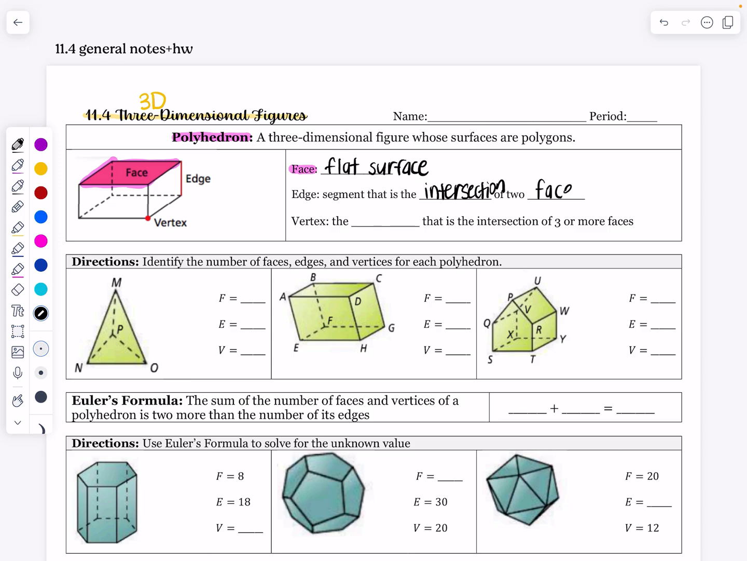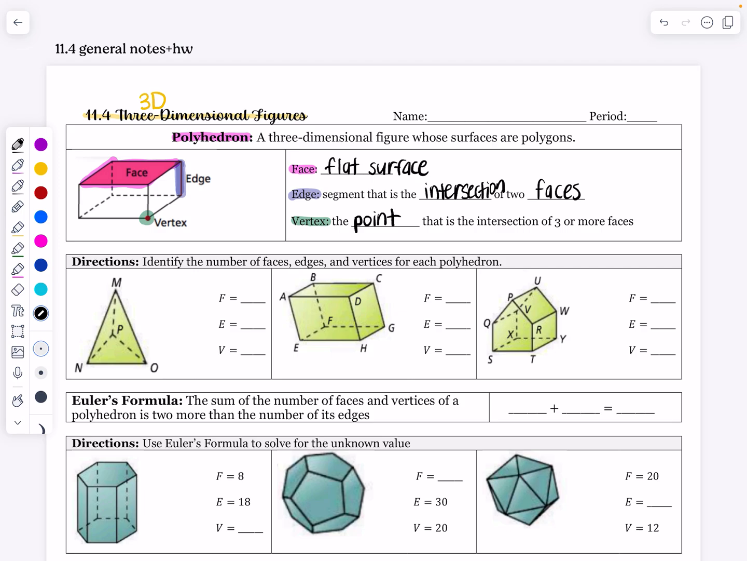So when you have two faces that cross, they form a segment, and we're going to call that segment the edge. Okay, so this is the edge between those two faces. There's more than one in that picture. We'll talk about that in a second. And then what is a vertex? Well, we've talked about a vertex in 2D figures. So what is a vertex in a 3D figure? The vertex is going to be the point. So that's a point right there. So that is going to be the point that is the intersection of three or more faces.